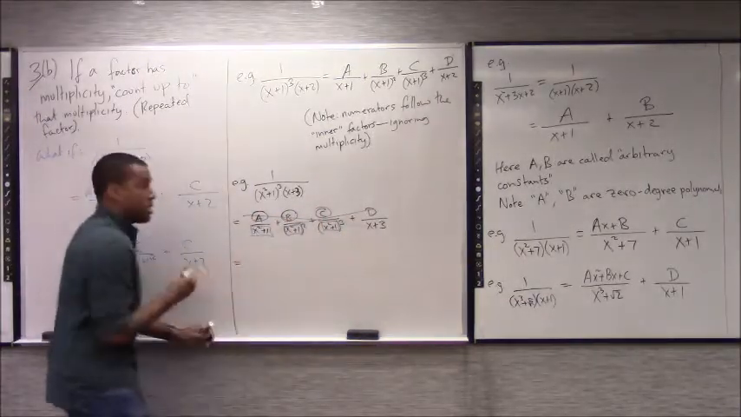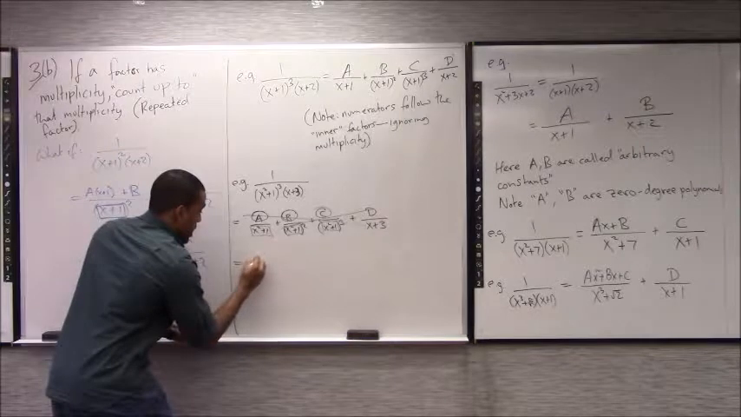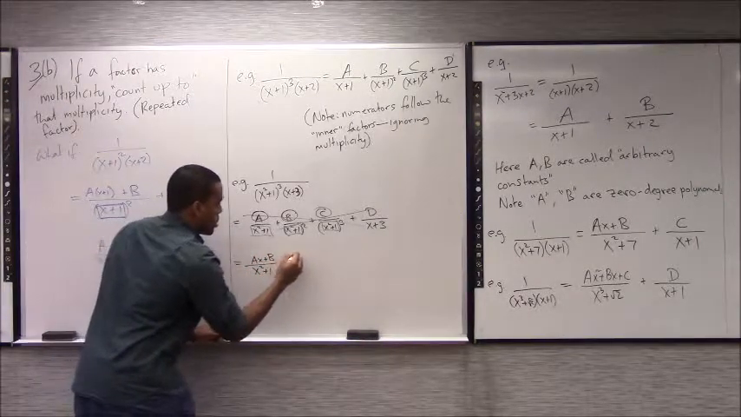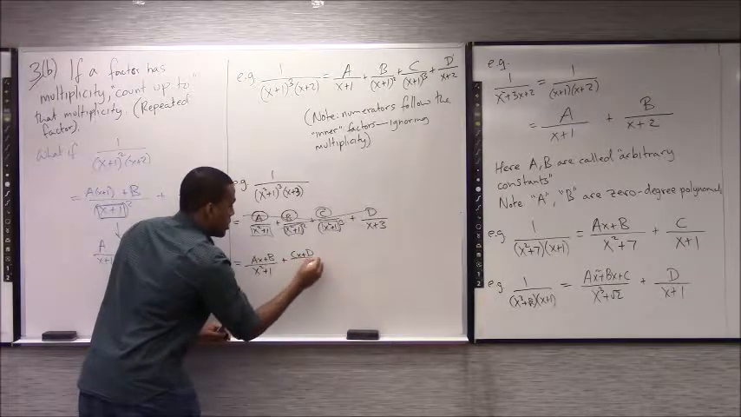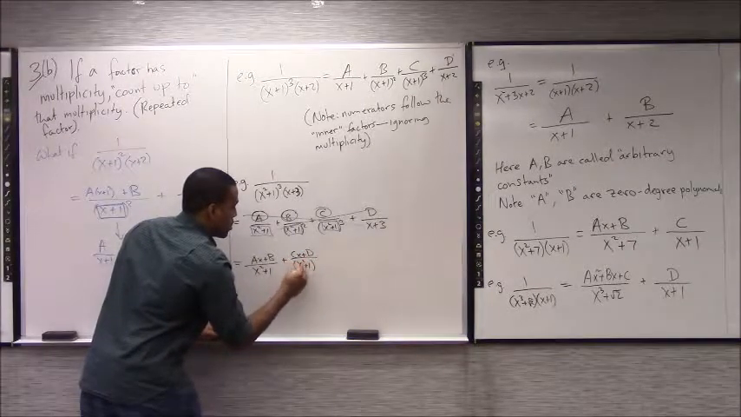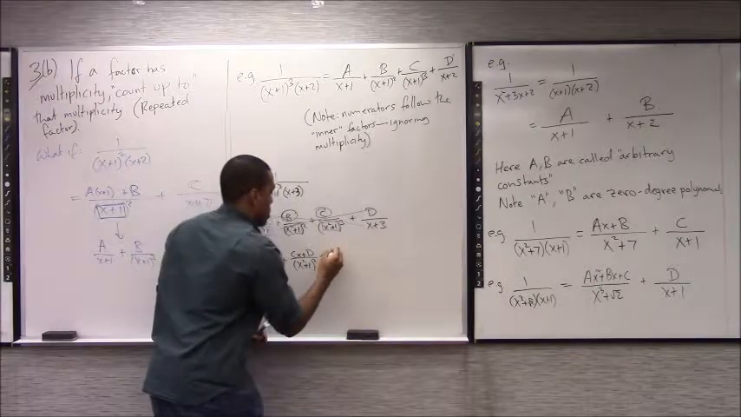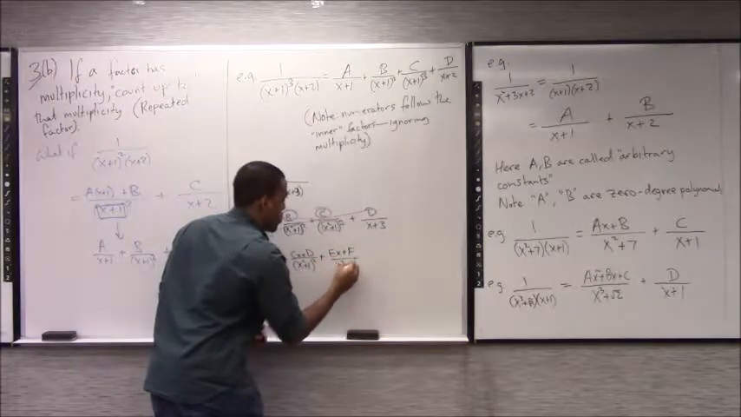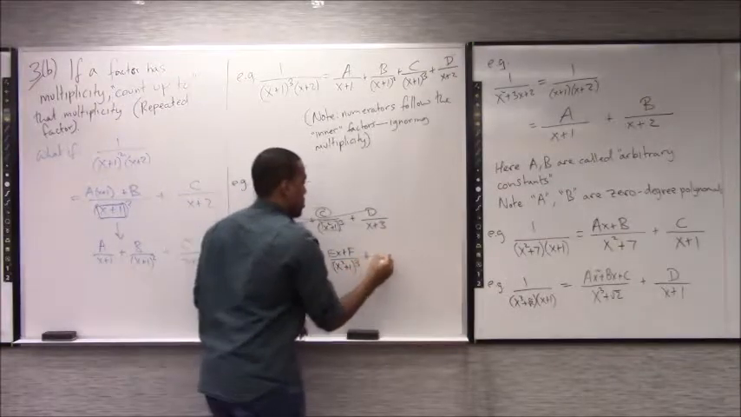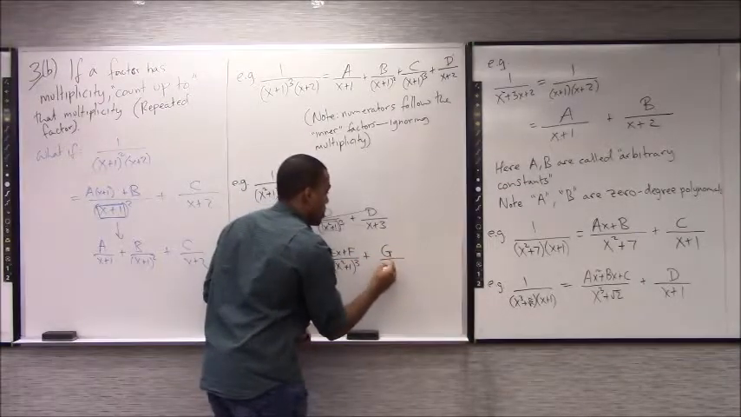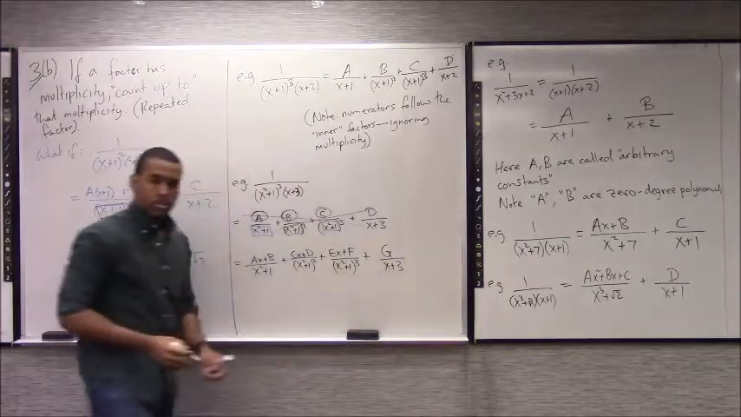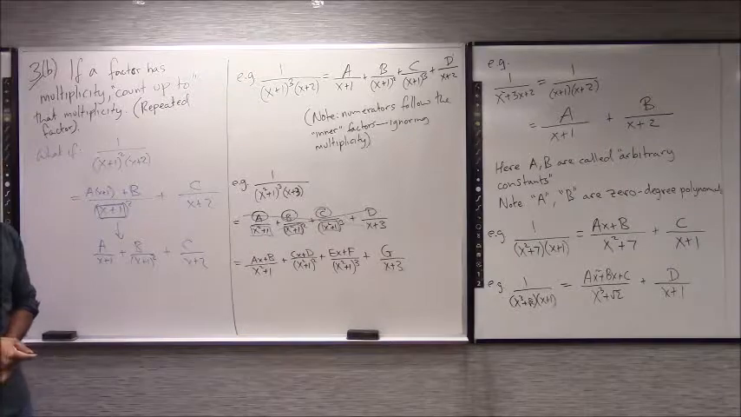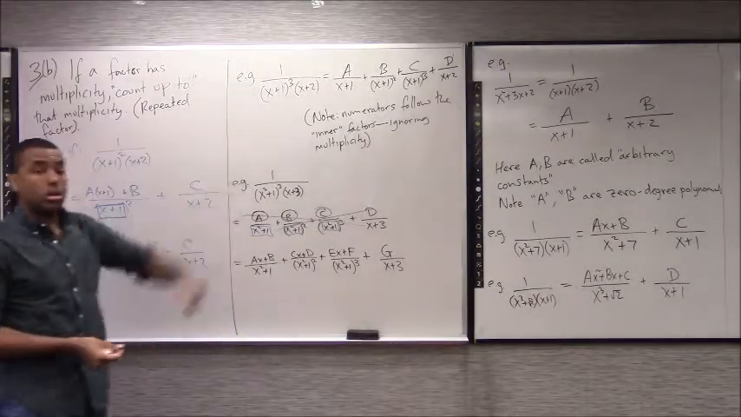So instead what it would look like is ax plus b over x squared plus 1 plus cx plus d over x squared plus 1 squared plus ex plus f over x squared plus 1 cubed plus g over x plus 3. That would be the generic partial fractions decomp of this guy.